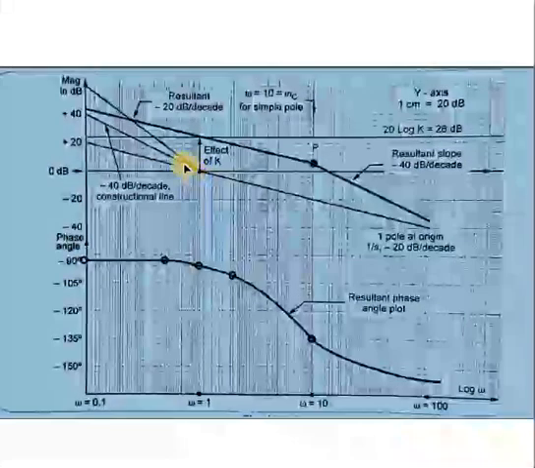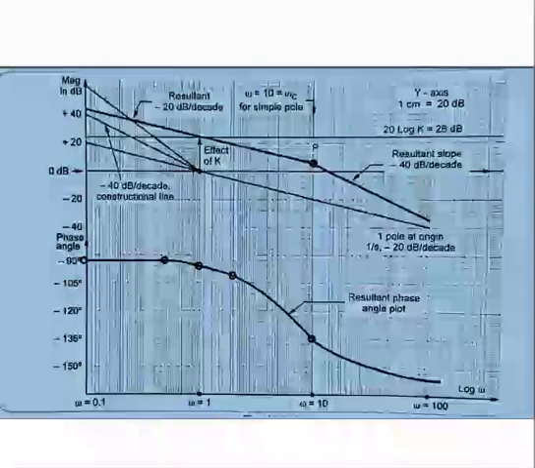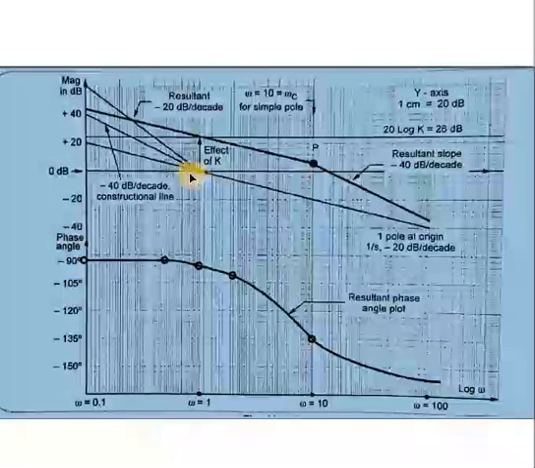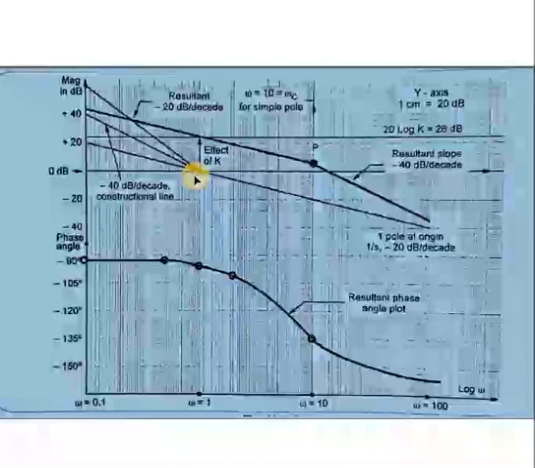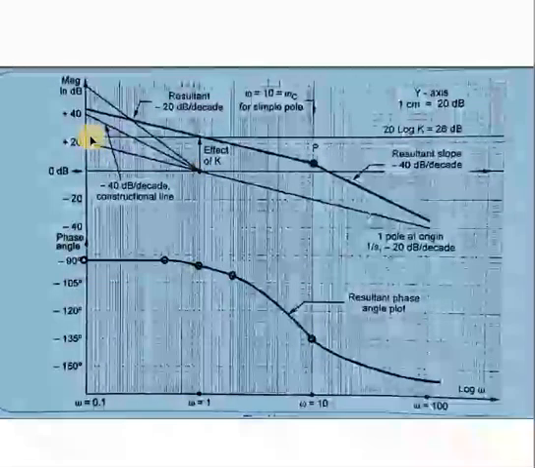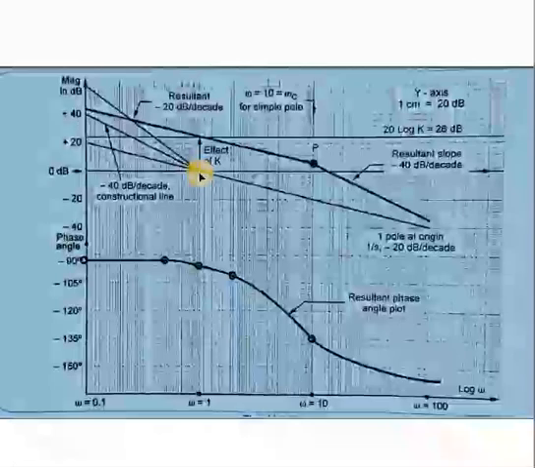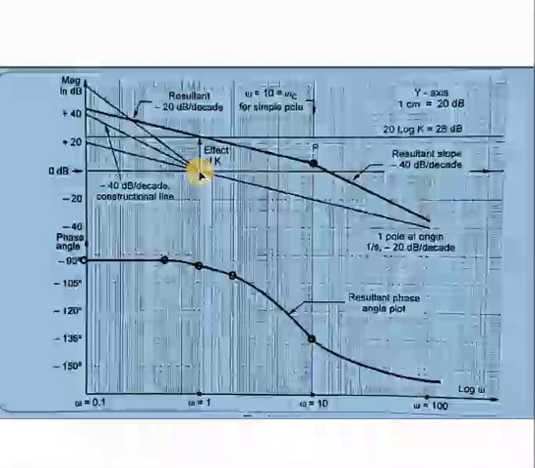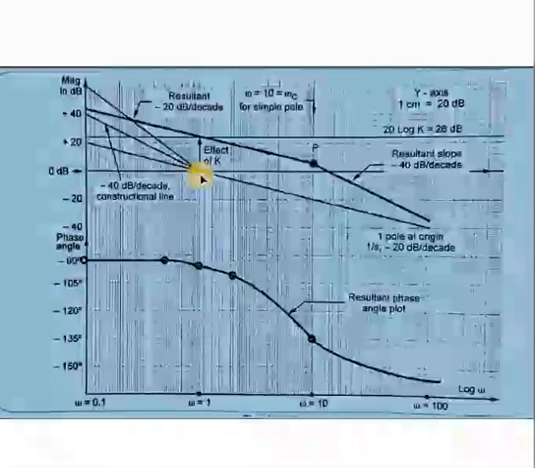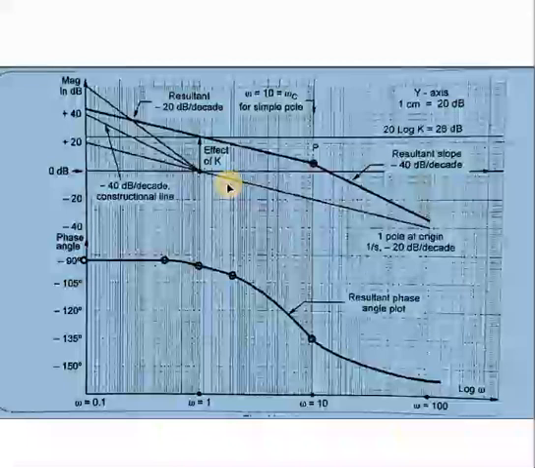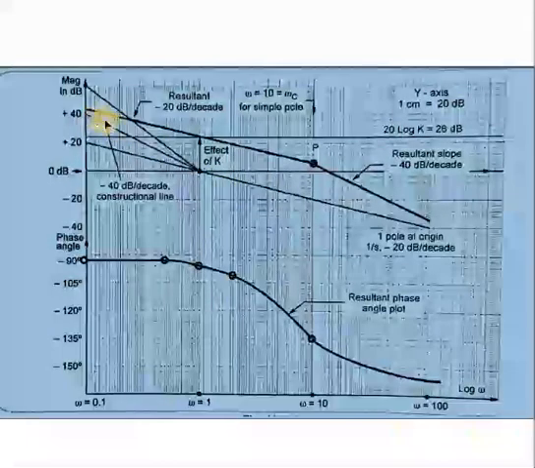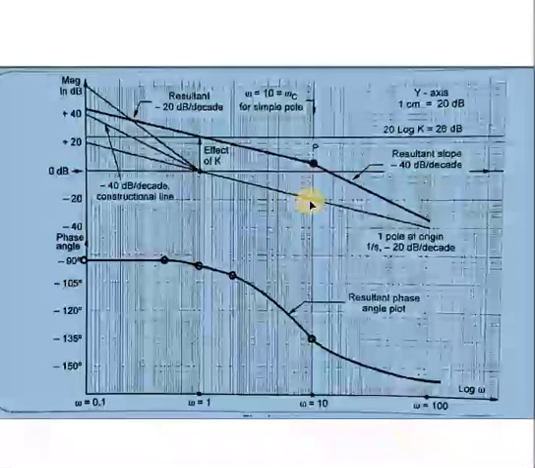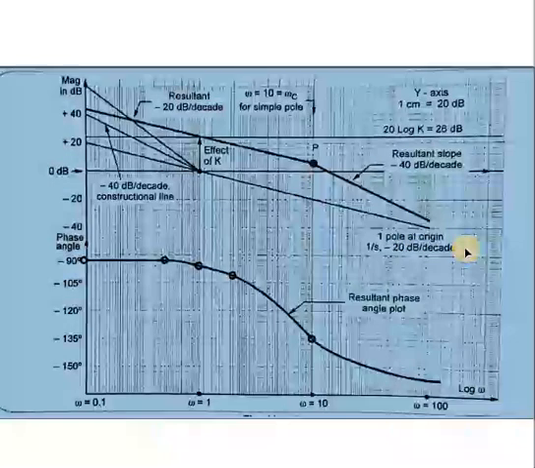Okay, then after that, the first line will be starting from 20 and it will cross this 0 dB line at omega equal to 1, and the next frequency is 10 here, 10 radian per second. From this to 10 radian per second it will be parallel to this 40 dB line, the minus 40 slope line. Okay, so from here to here it is 20 and from here to 10 it is 40, and it will tend to infinity.